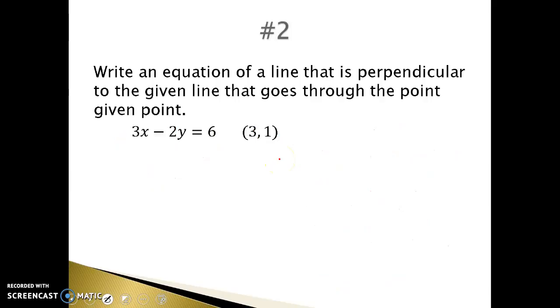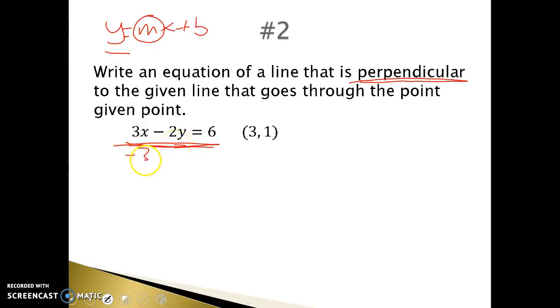Let's try another example here. Here we want to write an equation of a line that is perpendicular to the given line that goes through the given point. And so we need to figure out what is the slope of this line. And in order to figure out what the slope of that line is, we have to get it in slope-intercept form, which is y equals mx plus b, because then we will know what the slope is. So I'm going to get this y here by itself. And so I'm going to start by subtracting 3x from both sides.